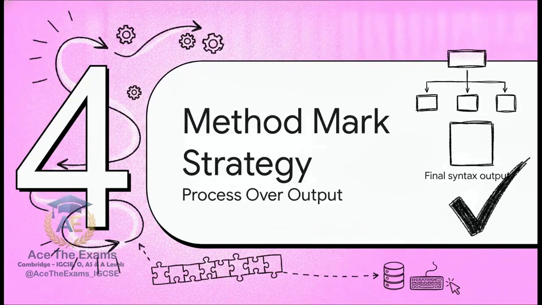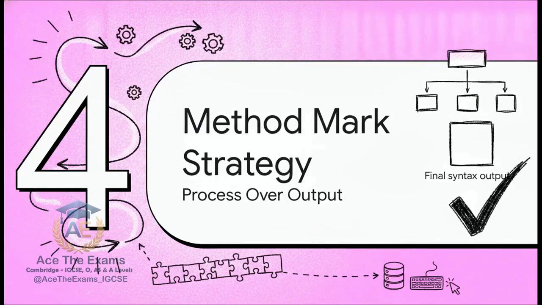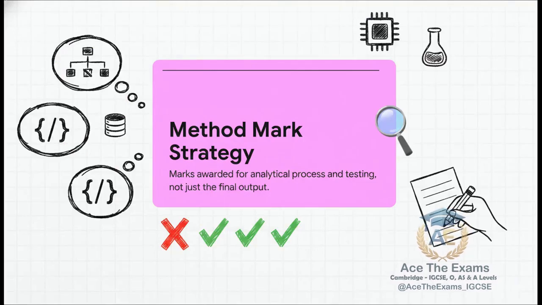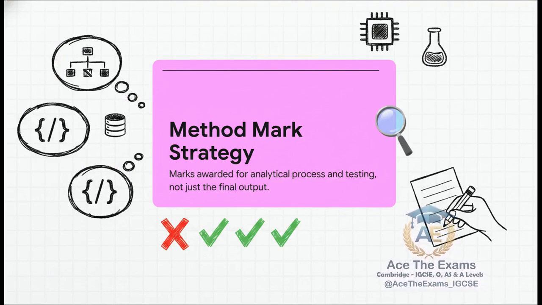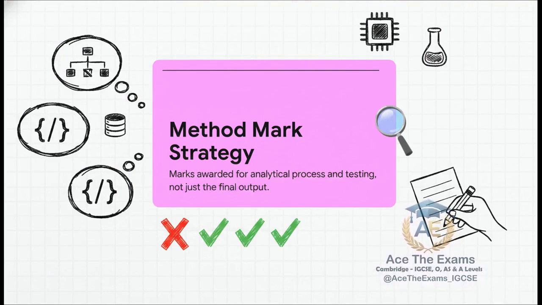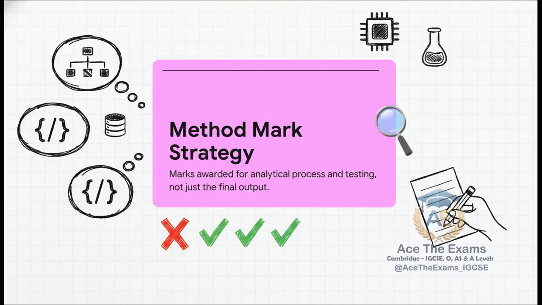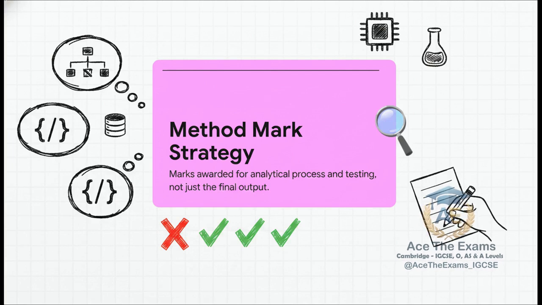Section 4. The Method Mark Strategy. Remember this phrase: process over output. Let's talk about how you actually get graded behind the scenes. The method mark strategy is a grading principle where marks are awarded for your analytical process, your efficient code implementation, and your rigorous testing. It is not just about the final output.